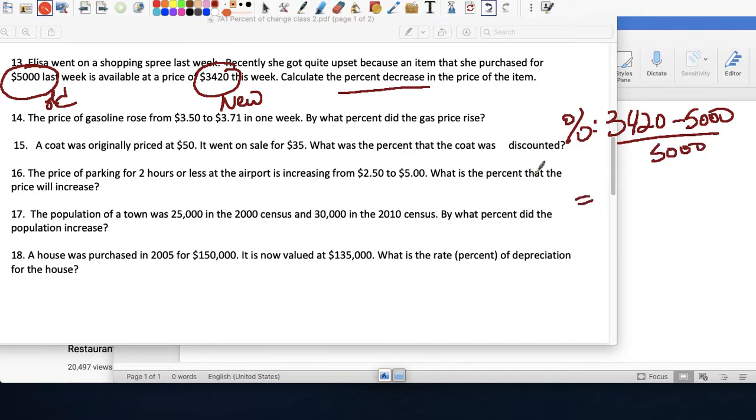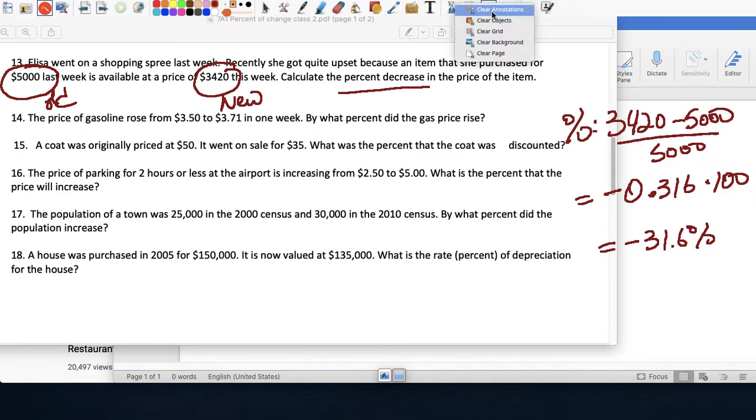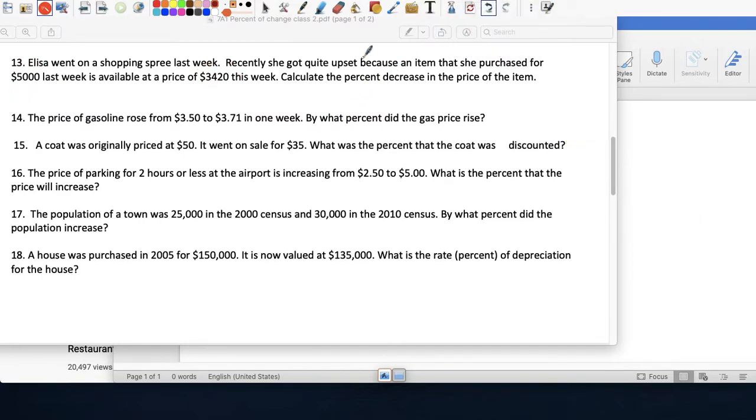So 3,420 minus 5,000, enter, divided by 5,000, equals negative 0.316. We're going to multiply that by 100, or negative 31.6%. 14, 15, and 16.